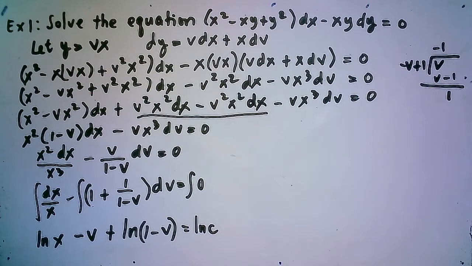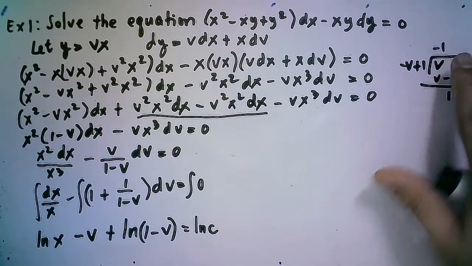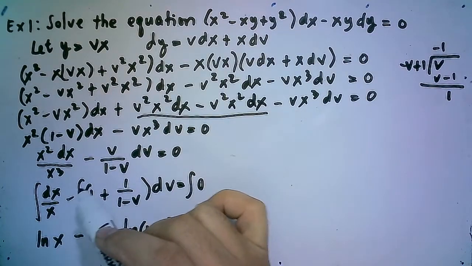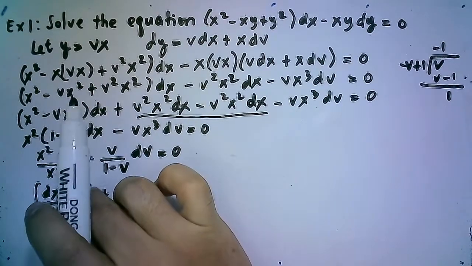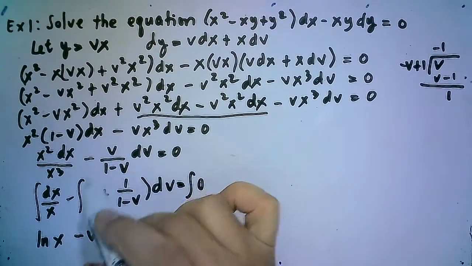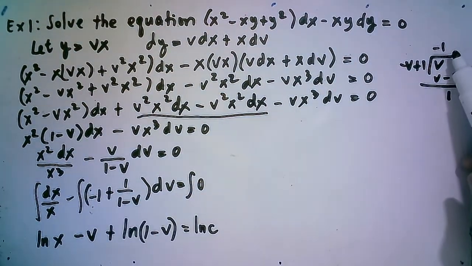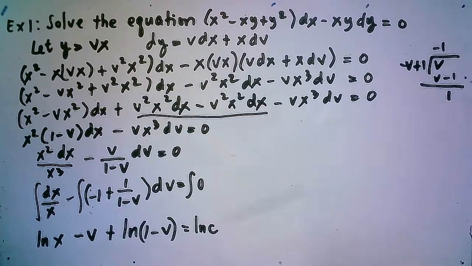Okay. So by the way, this is negative 1, so this is supposed to be negative 1 times negative. This becomes positive. Sorry, so I will write here negative 1. This is negative 1 plus 1 over 1 minus v. So when we integrate, negative 1 times negative 1 is positive 1. And then we integrate dv. So this is now positive. So ln of x plus v plus ln of 1 minus v equals ln of c.